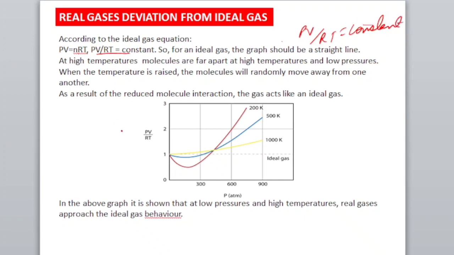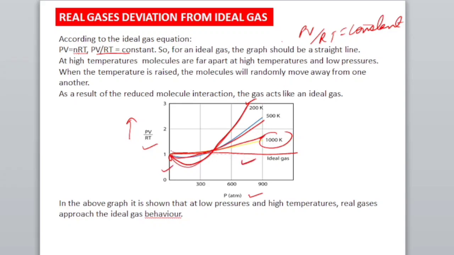It means if you draw PV by RT along the y axis and pressure along the x axis, PV by RT is constant for ideal gas. This is the graph for ideal gas, right? Now at low pressure, when you increase the pressure and also the temperature, this first one is for low temperature. Again, as temperature increases, you get a graph like this one. Again, you increase the temperature, you get a graph like this one. At higher temperature and low pressure, this graph is similar to ideal gas.